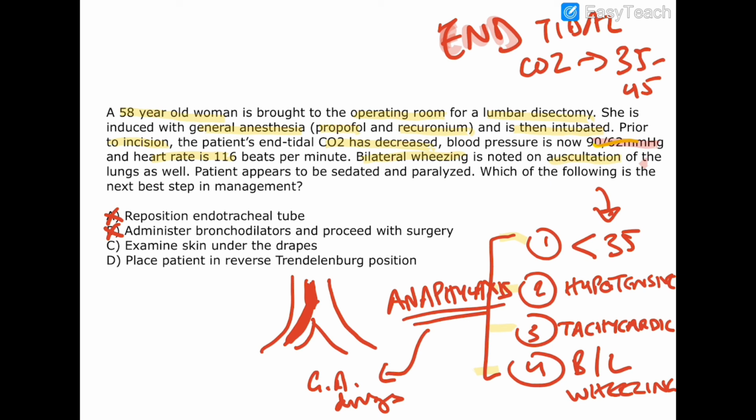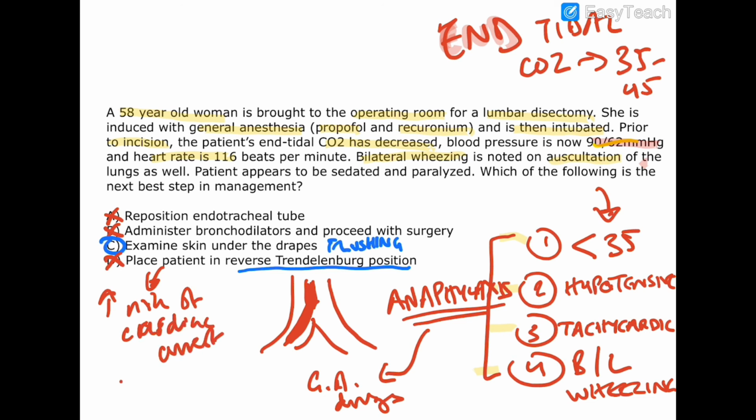So the correct option over here would be C, to check for any flushing. If we place the patient in reverse Trendelenburg position, this would mean putting the head up and the legs down. This would decrease the venous return back to the heart and can increase the risk of cardiac arrest in anaphylaxis. So the correct answer is to examine the skin under the drapes to check for flushing, which is another sign of anaphylaxis. We've gone a little over time today, but I hope you've enjoyed the video, and stay tuned for more.